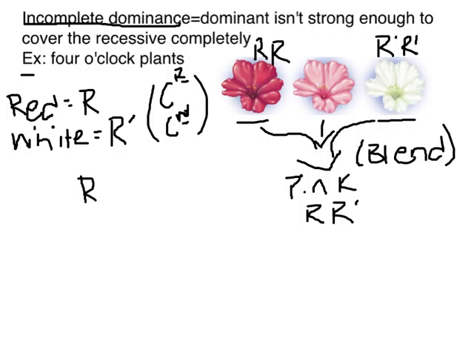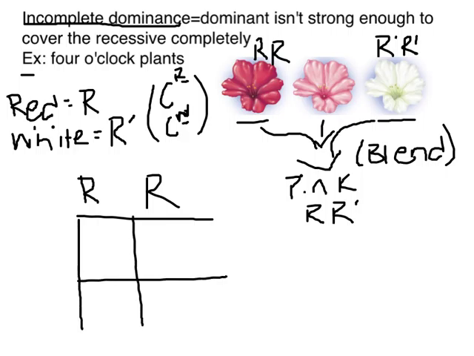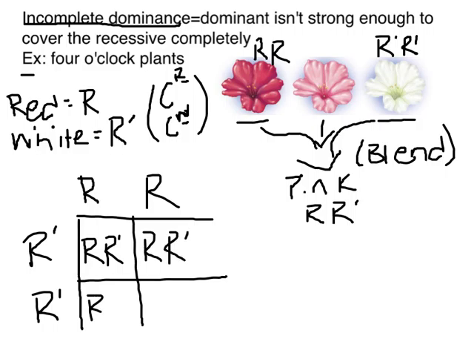Here's our red plant. And we'll just put the red on top for this example. Here's our white plant. There's its alleles, right? And you just fill it out like a normal Punnett square. And that's it. And you can see that all of the offspring from this cross have this big R prime. That's it. That's incomplete dominance.